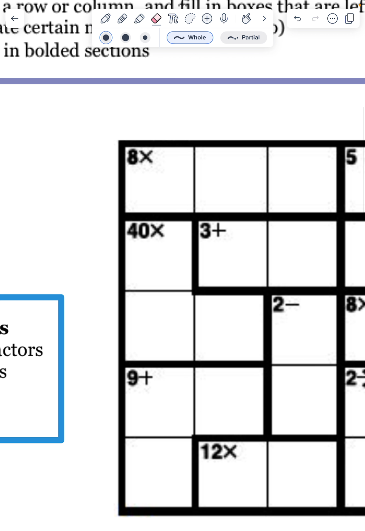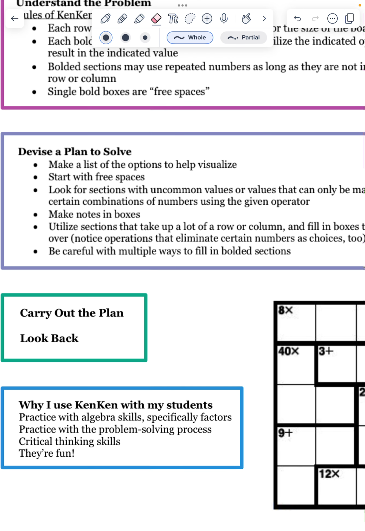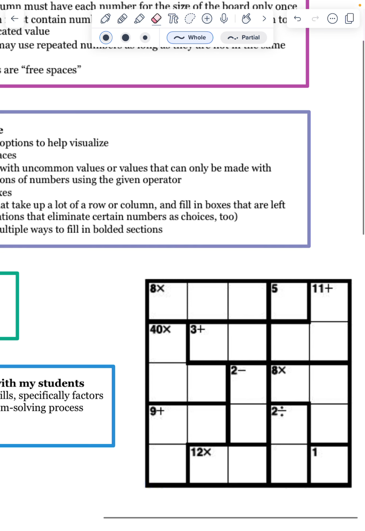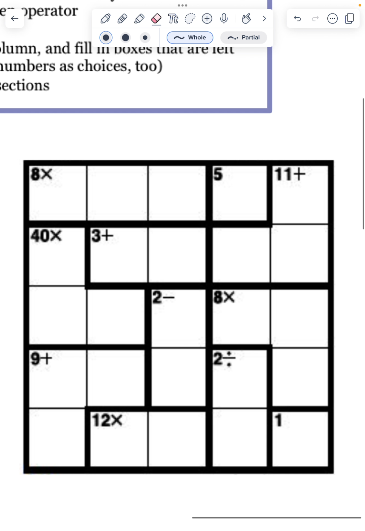And then the last rule is that single bolded boxes are considered free spaces and tell you what number to put there, as seen here. We have a free space of 5 and 1.